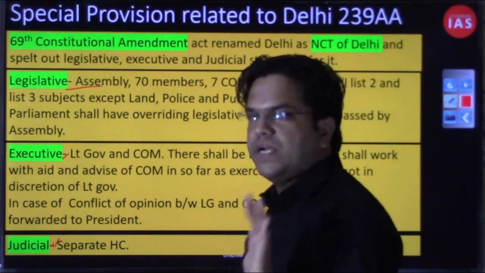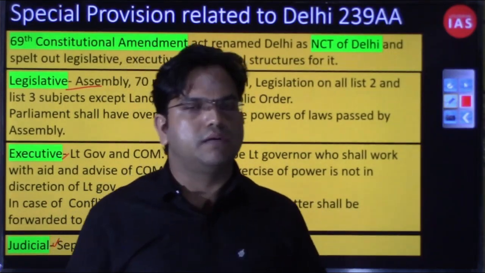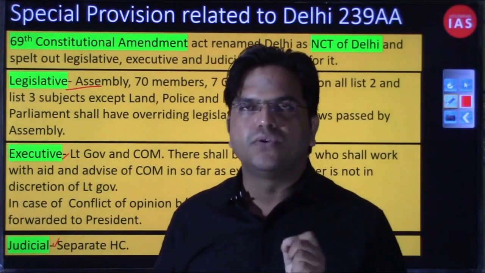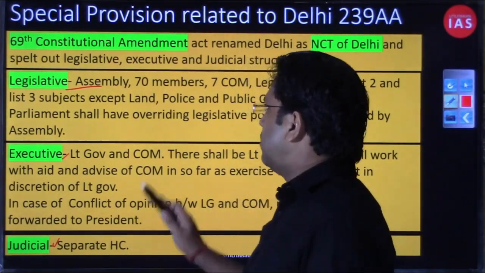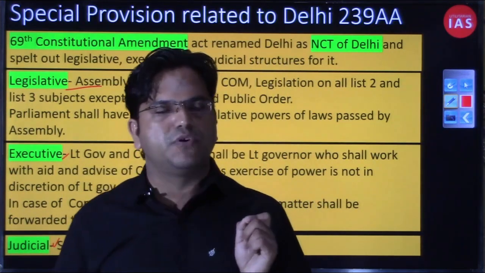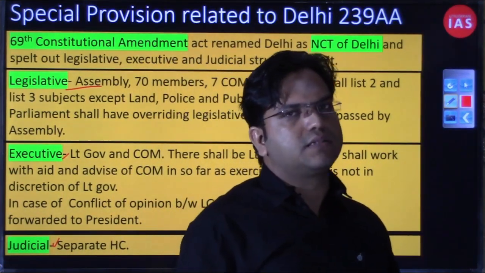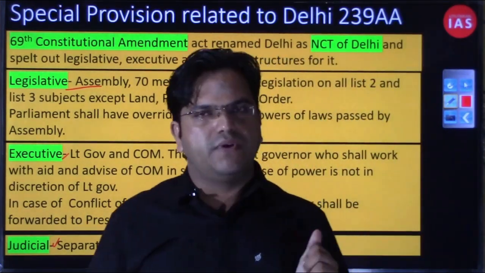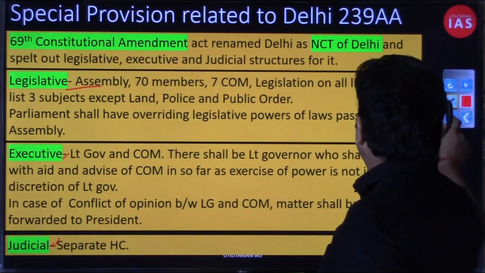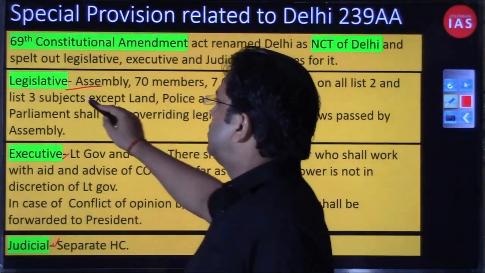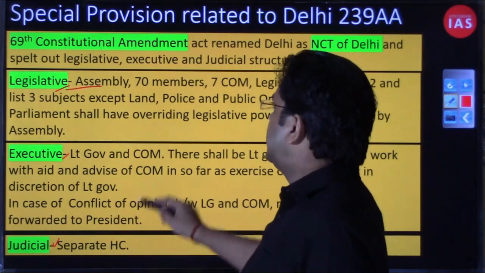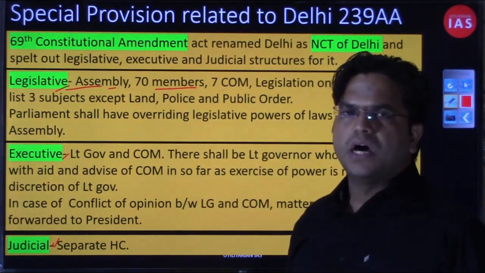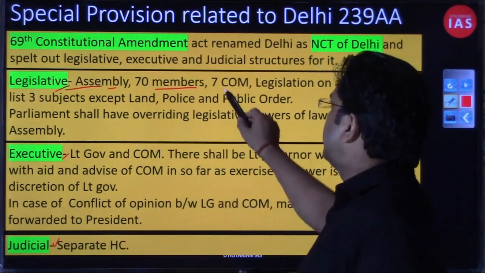So let me clarify that point again, that Delhi did not become a union territory by the 69th constitutional amendment. Delhi was already a union territory since 1956. The heading of this sub-article 239AA is a special provision in regard to Delhi, and the only special provision, or the few structures that it introduced, was a legislature. It said that the assembly will consist of 70 members. How many council of ministers will it have? So 7 council of ministers.